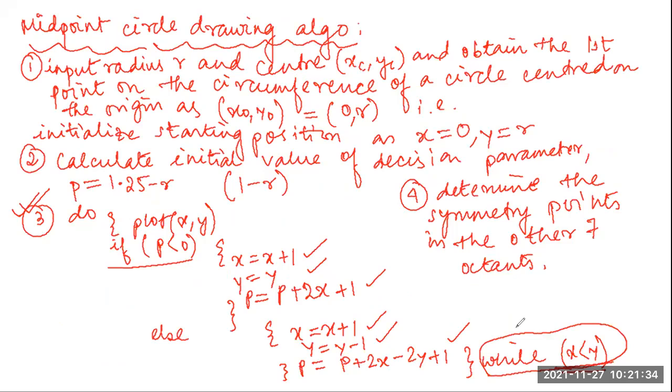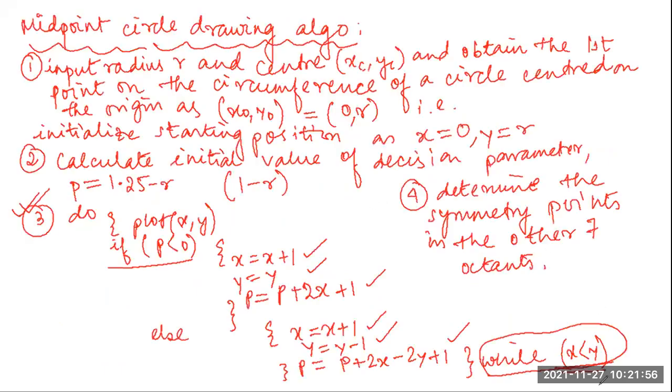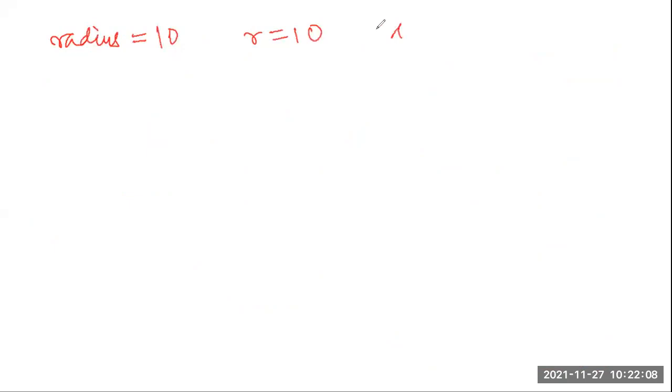Now, let's do a small sum. Using the midpoint circle drawing algorithm, plot a circle whose radius is 10 units. So you have the value of r, which is 10 units. According to this algorithm, what will be the value of my x and y first? X is 0, y is 10. Very nice. I have got the first point from where I will start.